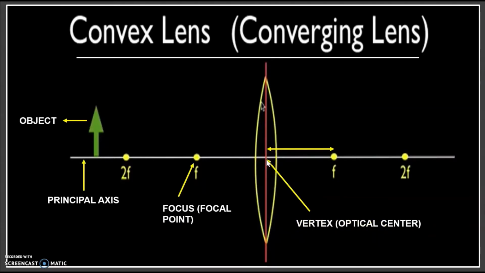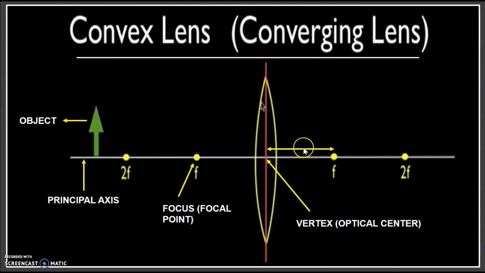So you may have noticed this, that other references would use letter V for vertex, while the rest use letter O for optical center. So still they're the same meaning. They are the center of the lens. So you may use either vertex or optical center, but in this lesson, we will be using vertex instead of optical center. So it's letter V.